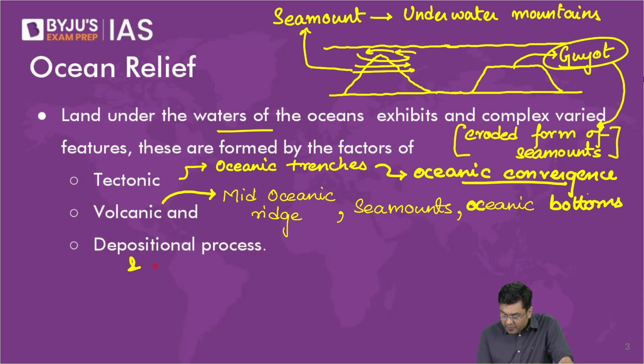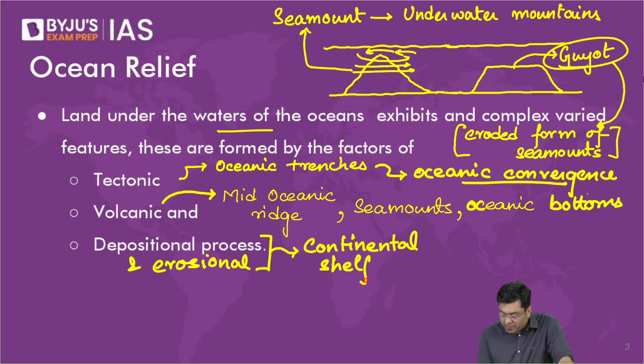Okay, then you have the depositional and erosional process, both of them. So here you have the creation of continental shelf. Then you have the continental slope.